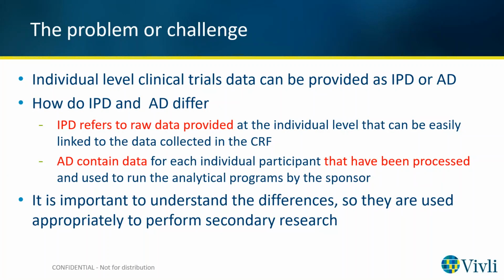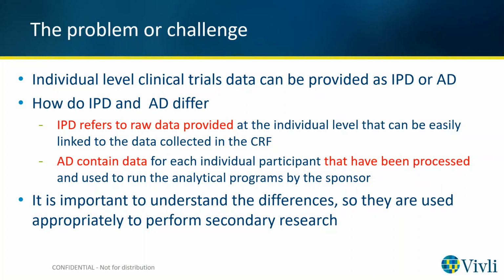So the problem is individual level clinical trials data sets can be provided one of two ways, either as IPD or as AD. IPD is individual participant level data, and that refers to the raw data that's provided in the case report form, and it really links directly to data as collected in the case report form. Analysis data contains the data for each individual participant also at the same level, but those data have been processed, and those are the data that are actually used to run the analytical programs by the sponsor that support either the report or the publication that you look at.